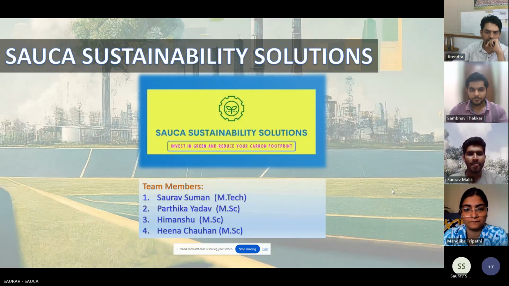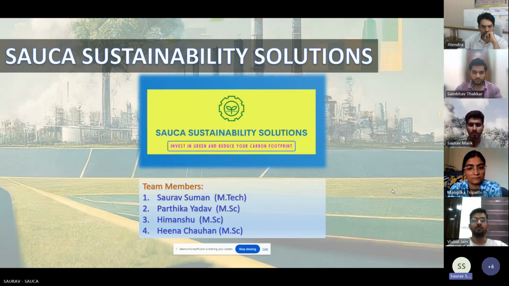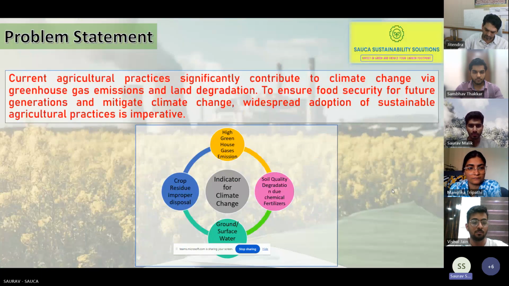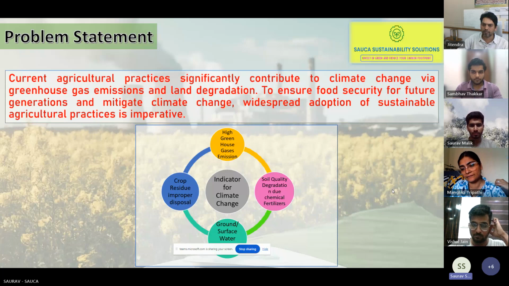Okay, sir. We are a team of 4 people, and we are consultants of sustainability. Sustainability means anything which we are going to develop without harming the present and the future resources. So, sir, my project is based on managing agricultural agro waste products and reducing carbon footprints. So basically, my problem statement starts with current agricultural practices, which are significantly contributing to climate change.